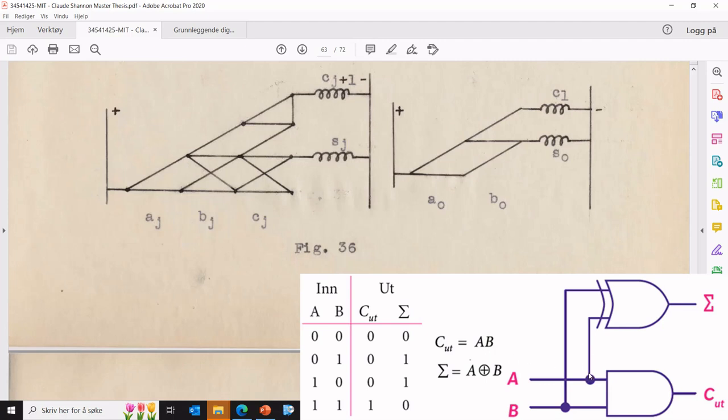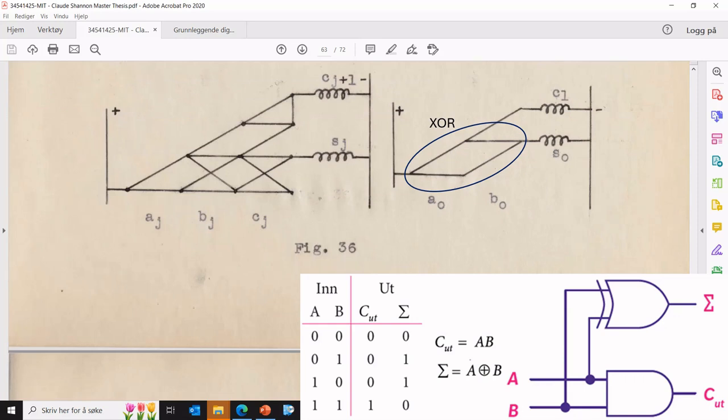And here you see the realization of it in electronics. Here you have an AND port, and here you have an XOR port, and here you have the sum out, and here you have the carry out. And here is A and B coming in. In fact, when we find diamonds like these in Claude Shannon's circuits, it's an XOR function.